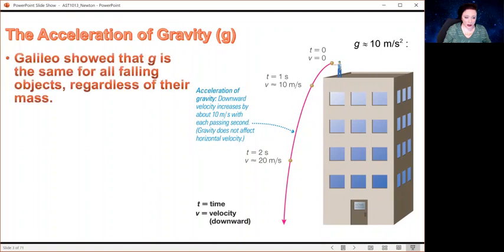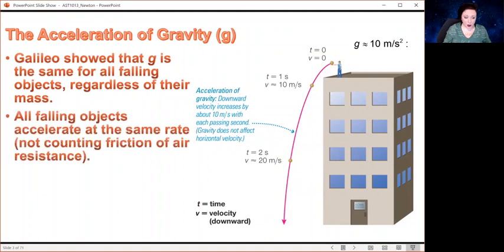Now, Galileo showed that this g, this acceleration due to gravity, is the same for all objects regardless of mass. So you can have something made of lead versus something made of feathers, and they're going to fall at the same rate as long as you don't have air resistance. So all falling objects accelerate at the same rate.